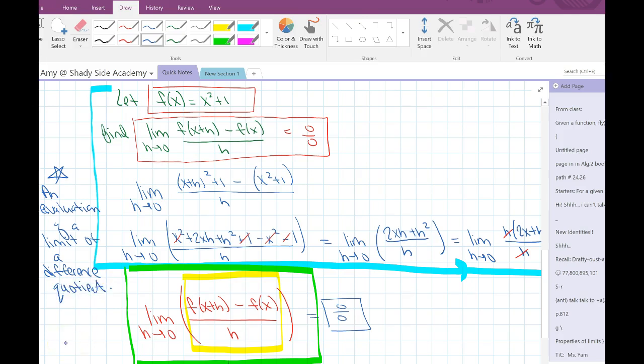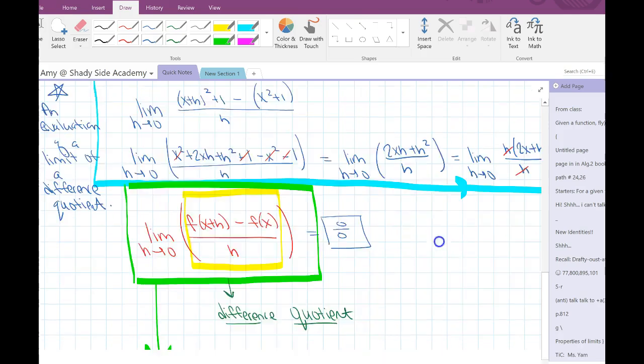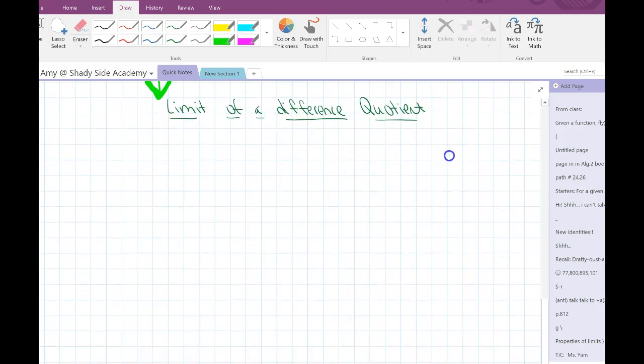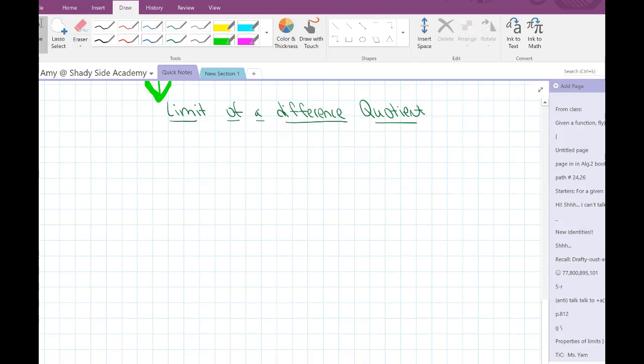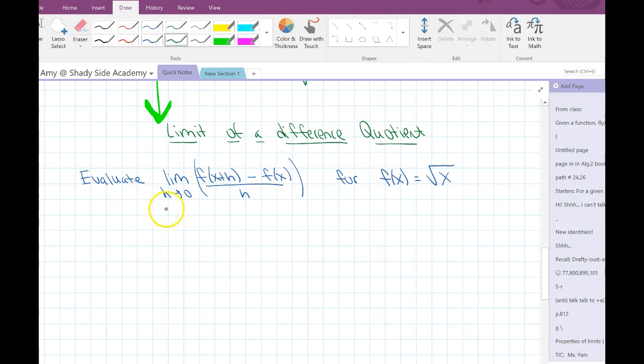Okay, very good. What I'd like you to do before I move forward, just to make sure we're all on the same page, is the following. I'd like you to do this right now. Evaluate the limit of a difference quotient right here for f of x equals root x. Why don't you go ahead and try it with someone next to you, or get up and move across the room, and maybe work together.